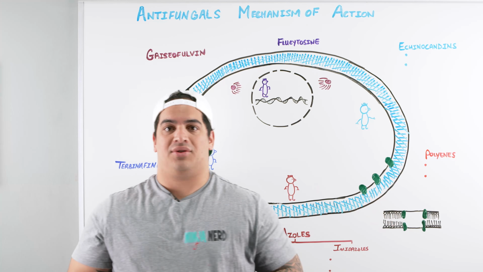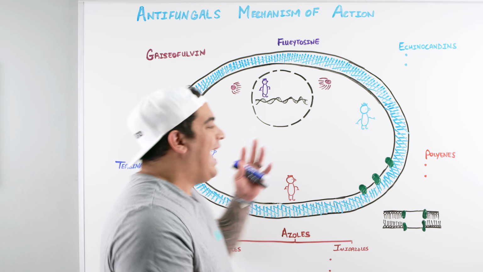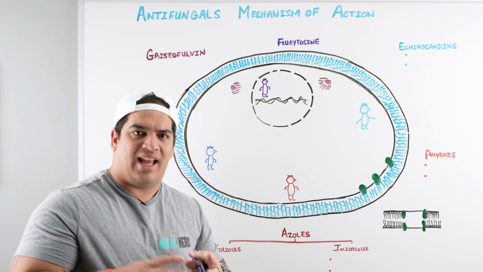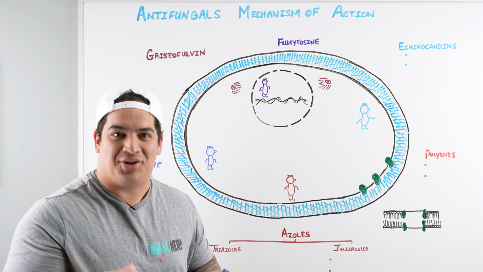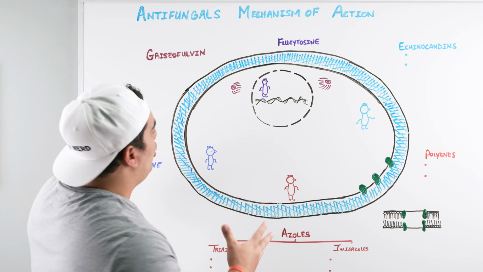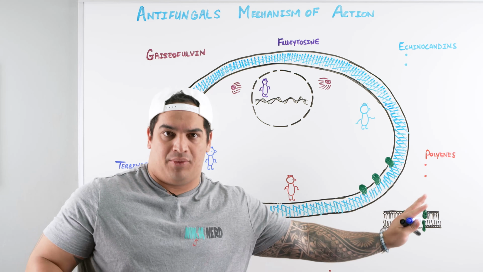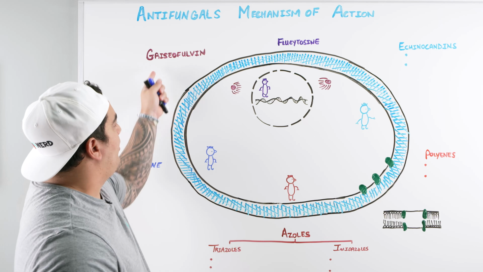So let's start off first when we talk about antifungals. How do they work? So we have a fungal cell here. A lot of these drugs have a very interesting mechanism of action, and it's actually straightforward. We're going to talk about these top three, then we'll come back and talk about the bottom three down here. But generally, there's a couple of drugs.